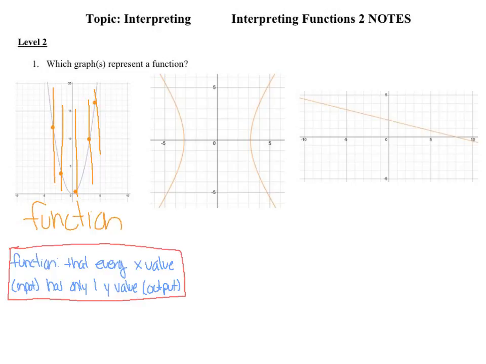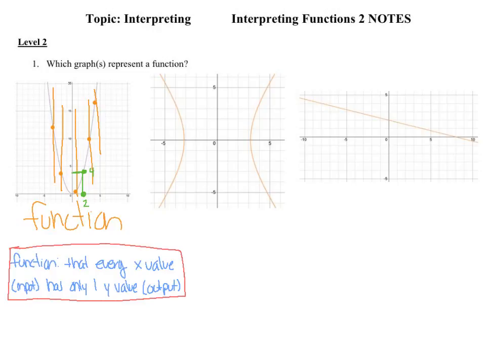If you think about it, if I go somewhere on the x-axis and I find a point, so let's say right here, my input here would be 2. If I go up to the graph, then my y value is going to be 4. So if I input 2, I can only get one output of 4.